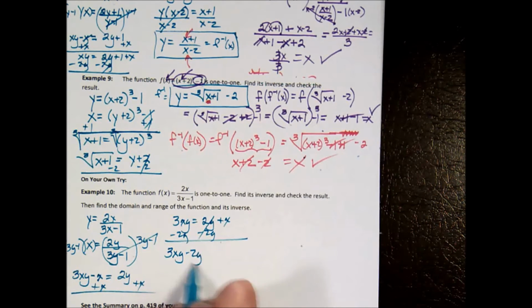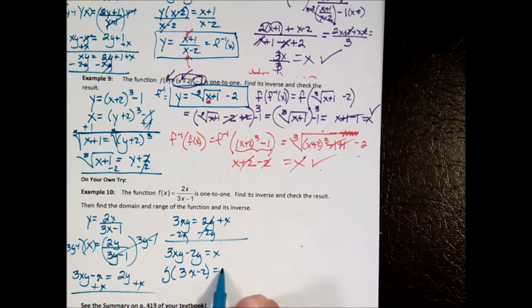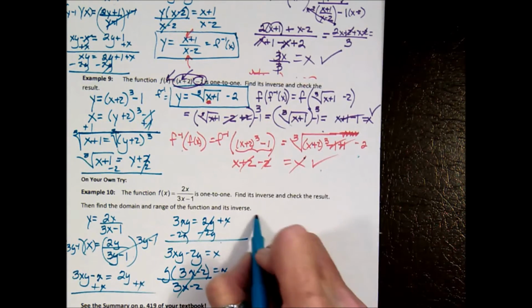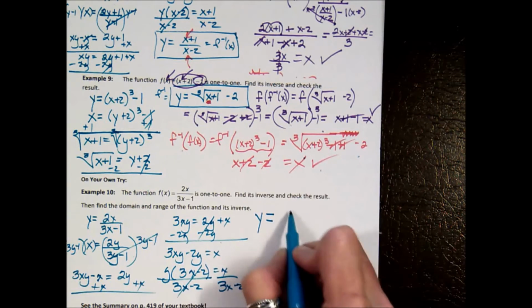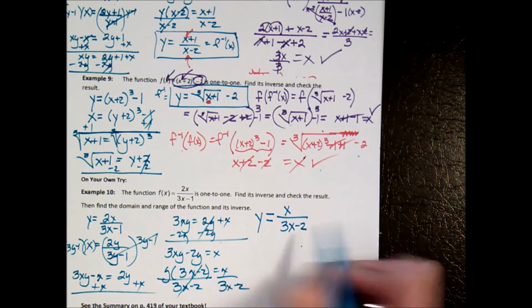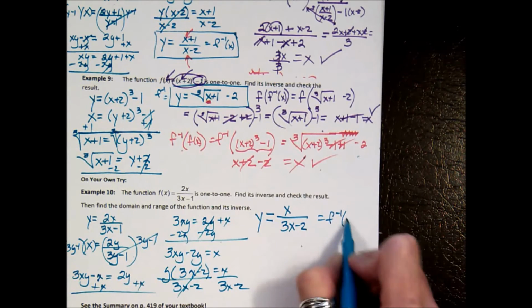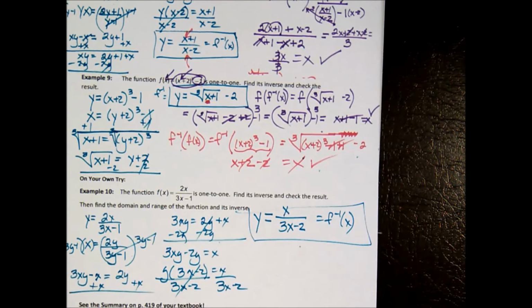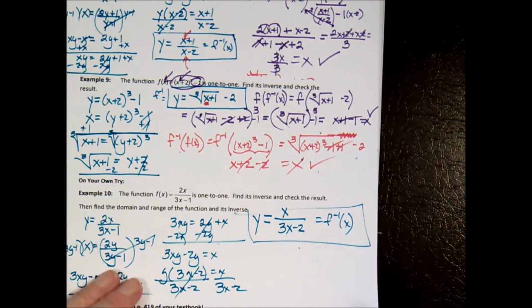Now factor out that y. y times 3x minus 2 equals x. And divide by what's left, 3x minus 2. And I get y equals x over 3x minus 2. That is my f inverse of x. That's what you should have gotten. Let's do the check on the next page on that sheet that I used because I don't have room here.